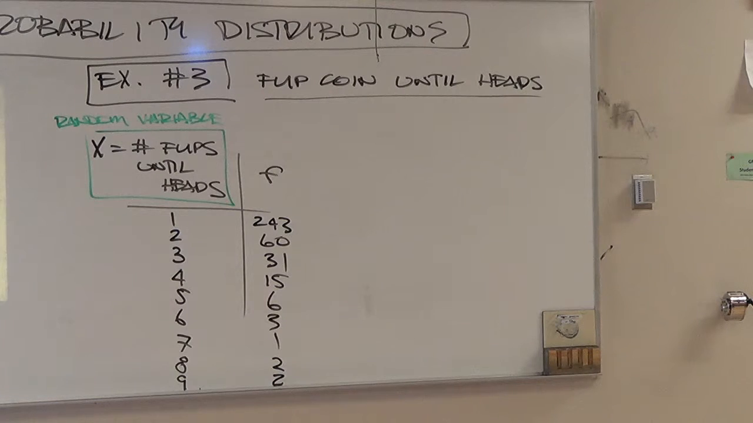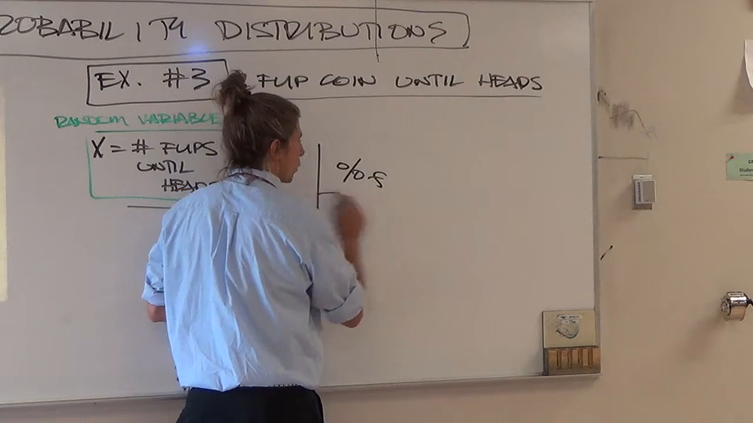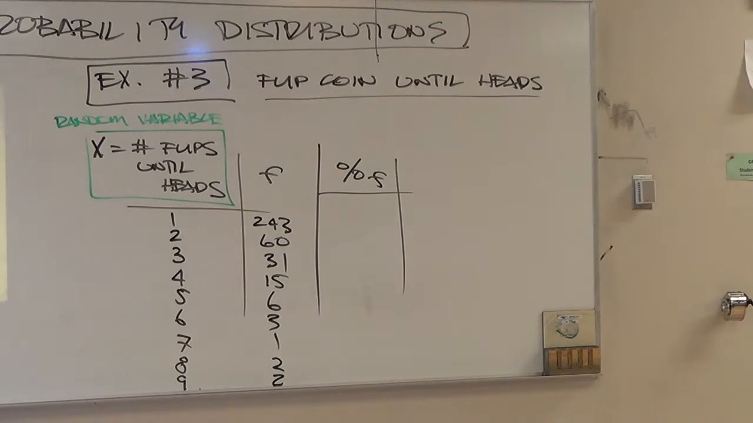And what you just got now are the percentages that correspond to, okay, 243 of you flipped heads on the first flip. What percent of you flipped? Well, about 67%. 60 of you, what's that? Oh, that's about 16.5%, and so forth. So the percent frequency, or the relative frequency, would be those values.